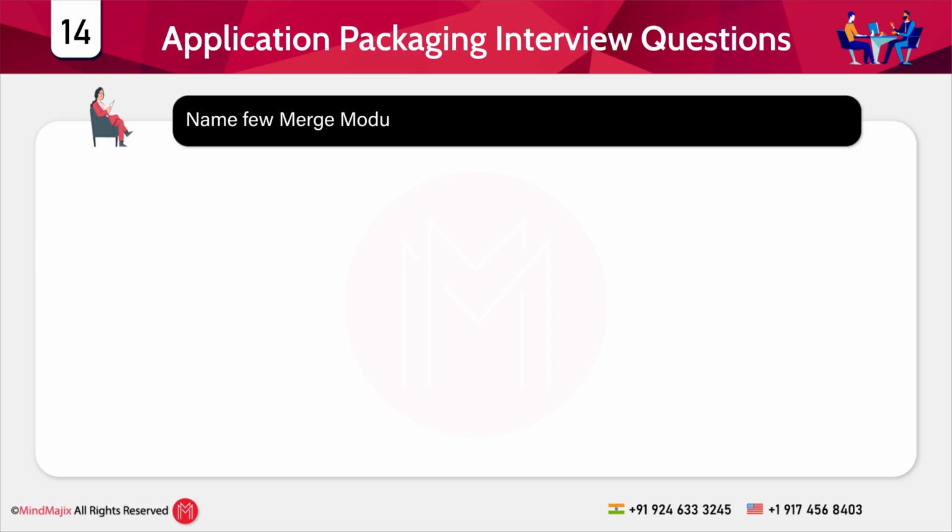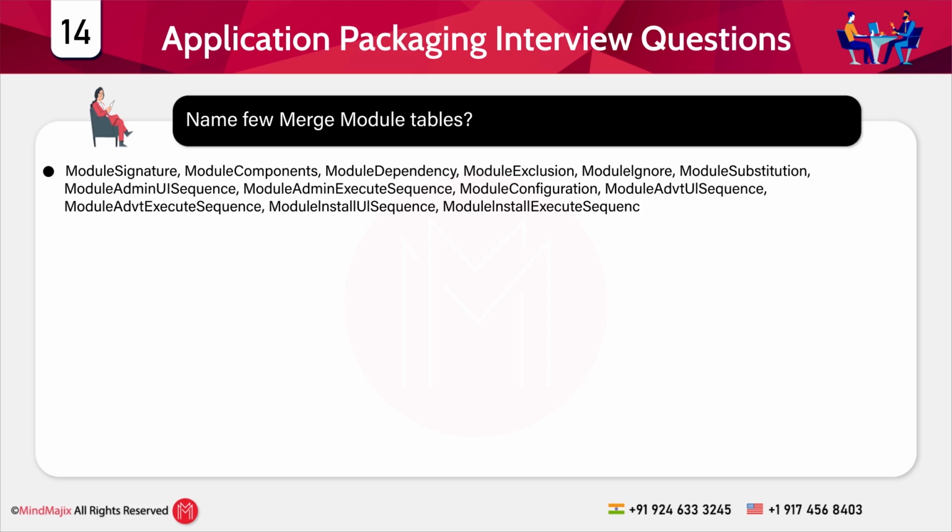What are the merge module tables? It is module signature, module components, module dependency, module exclusion, module ignore, module substitution, module admin UI sequence, module admin execute sequence, module configuration, module advertise UI sequence, module advertise execute sequence, module install UI sequence, module install execute sequence. So these are a few merge module tables.